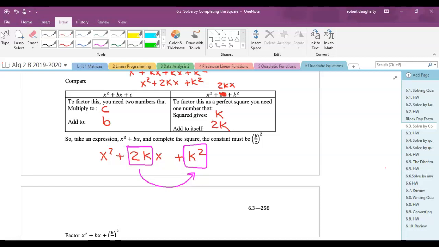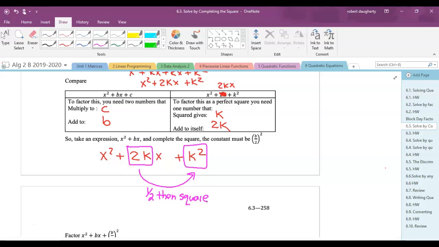2k has to be divided by what? 2. When you divide 2k by 2, you get what? K. And then what do you have to do to k to make it a k squared? Yeah. So if I'm going in this direction, I have to take 1/2 and then I square it. If you were to take 1/2 of this number and square it, you're in the form of a perfect square.